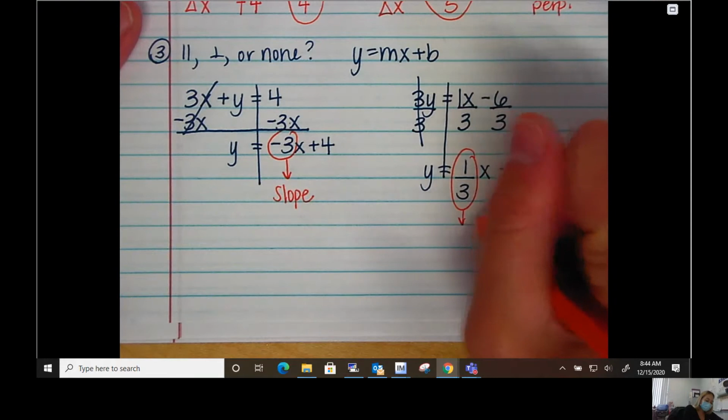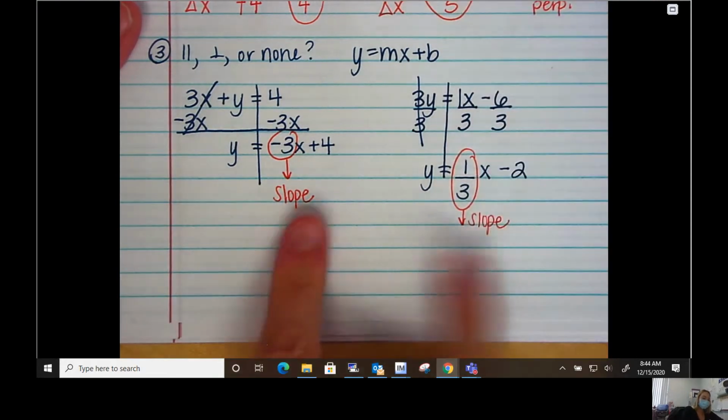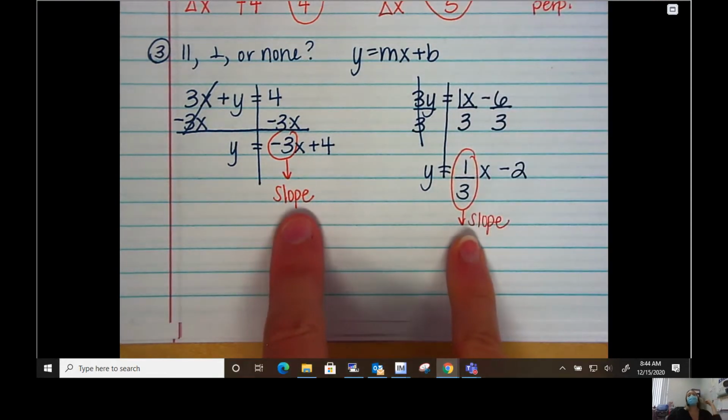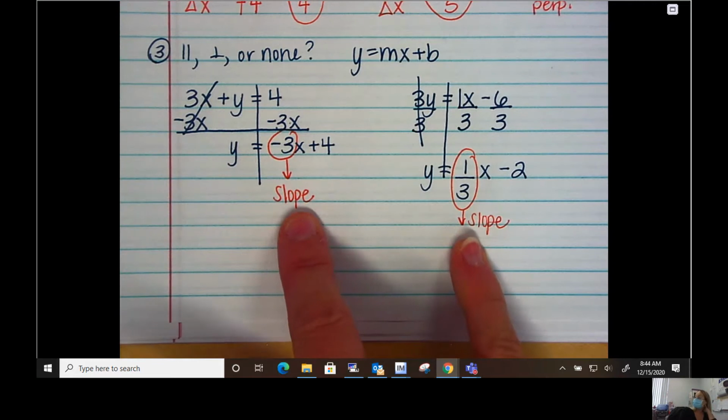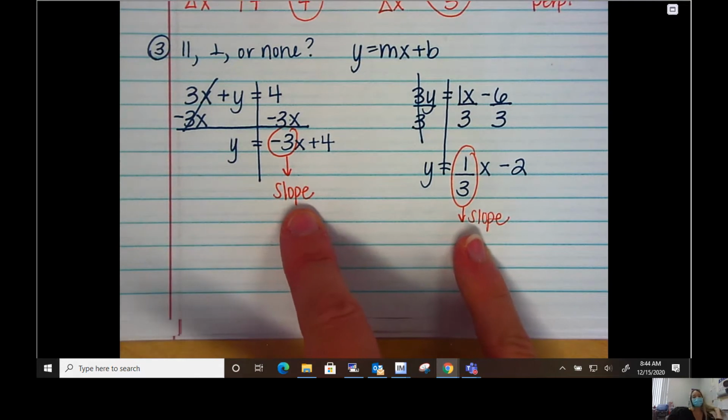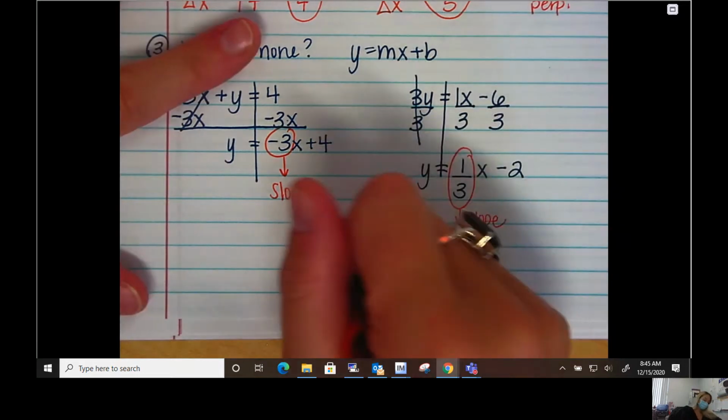1/3. Here's your slope. So now, looking at those two slopes, to be parallel, they'd have to be the same. Are they the same? No. Are they opposite reciprocals? Yes, they are. So if they're opposite reciprocals, what kind of lines are these? Good, perpendicular.